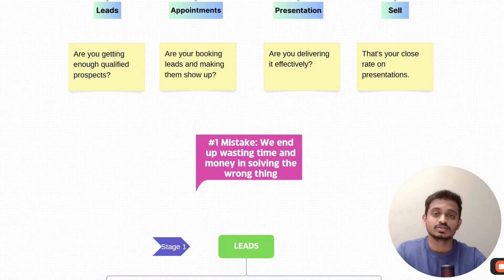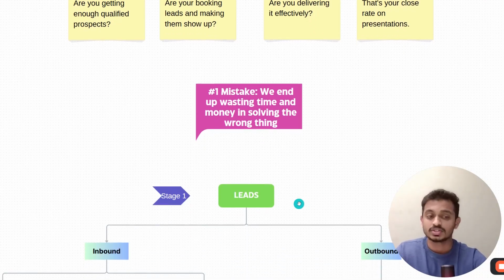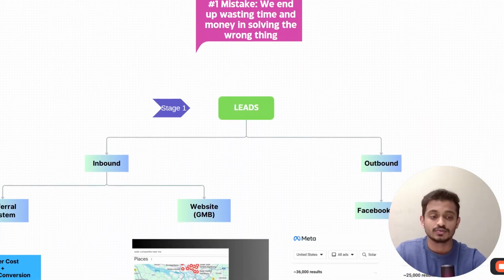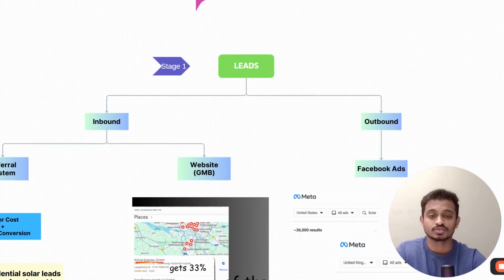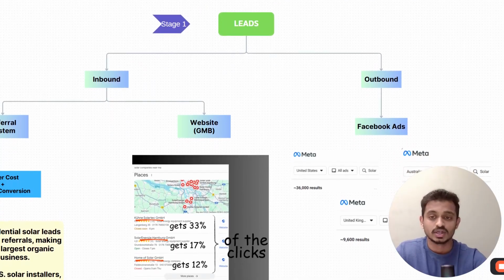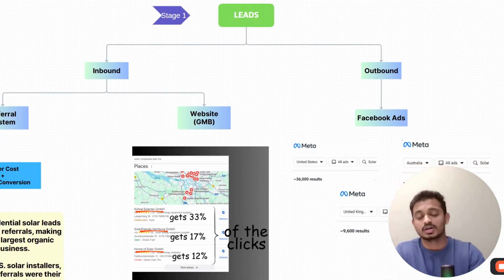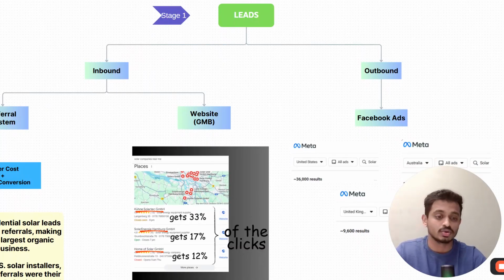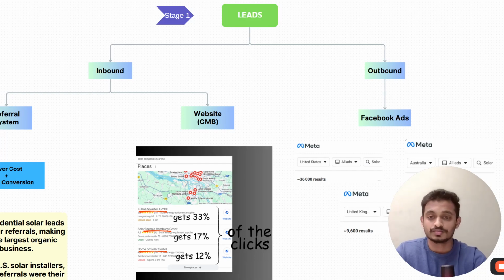So how do you find the problem? The best and simplest way is to track your data and compare it to the industry standards or your company standards. Let's start with stage one, that is leads, and see if you're getting enough qualified prospects coming in. There are really two ways that you can get leads, either via inbound or outbound. And I have filtered out the best channels that work for both of them.